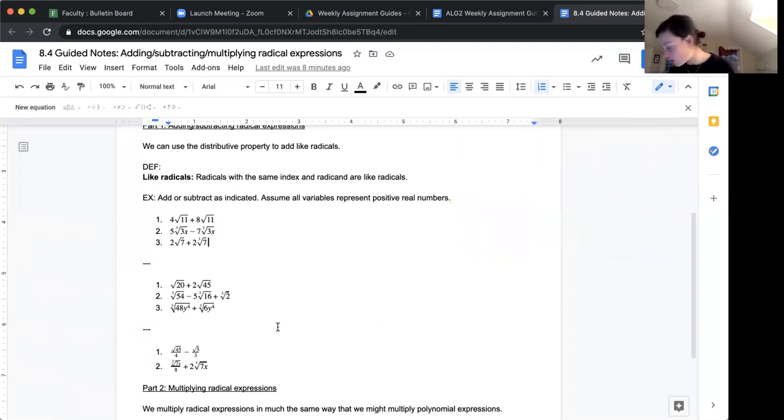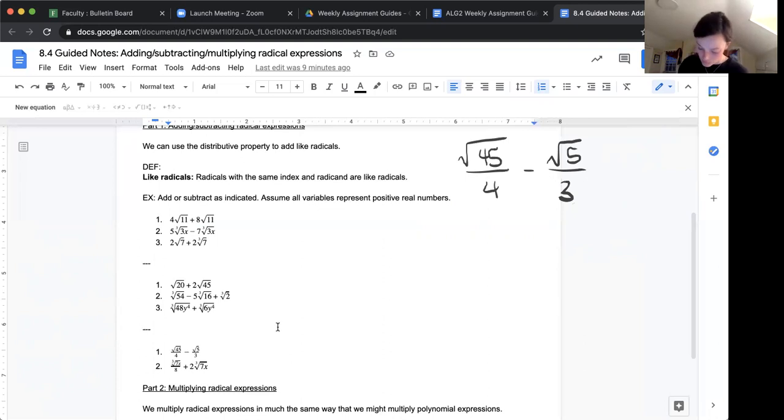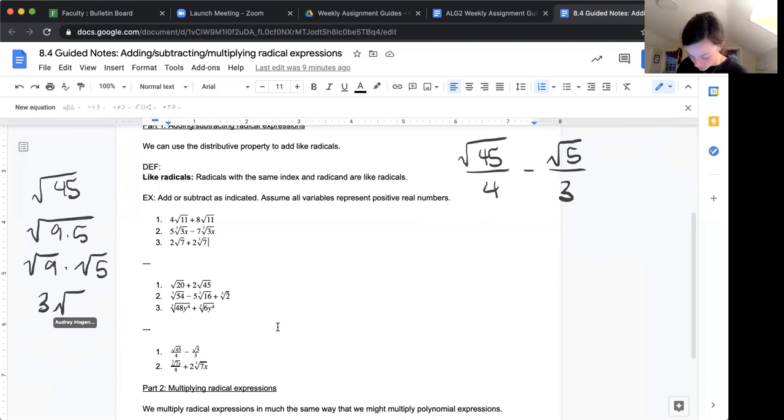All right, let's do a couple more examples with fractions. So we have the square root of 45 over 4 minus the square root of 5 over 3. And so to subtract, we want to know that the least common denominator is going to be 12. And so you want to identify an LCD. But first, actually, let's simplify our radicals. So square root of 45, my largest perfect square is 9. So I know that square root of 45 simplifies to 3 square root of 5.